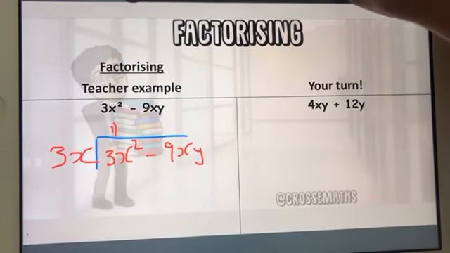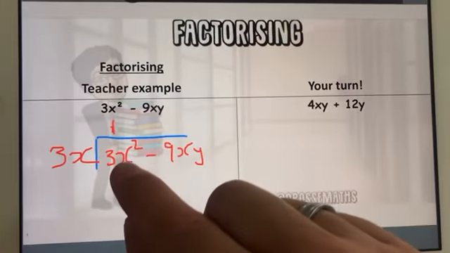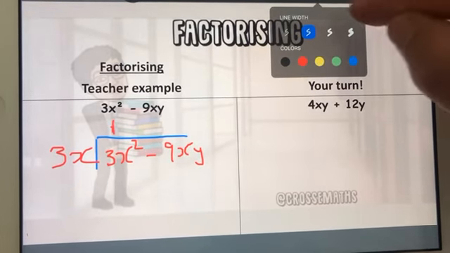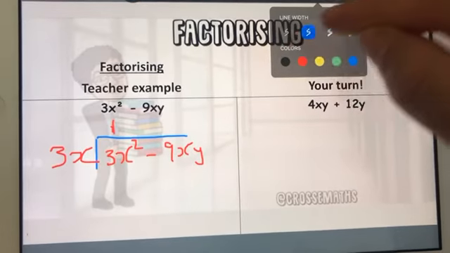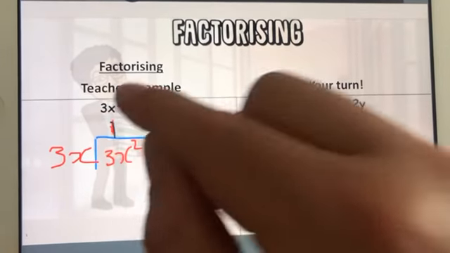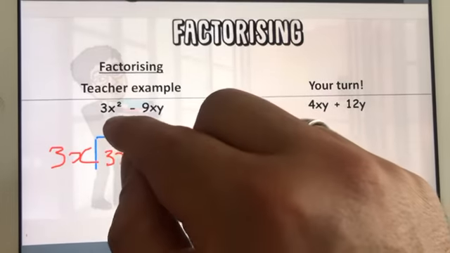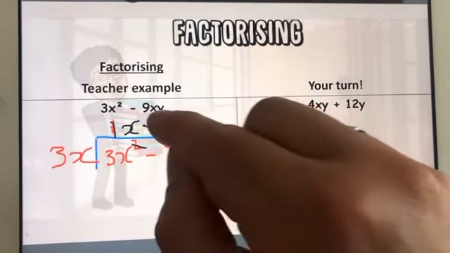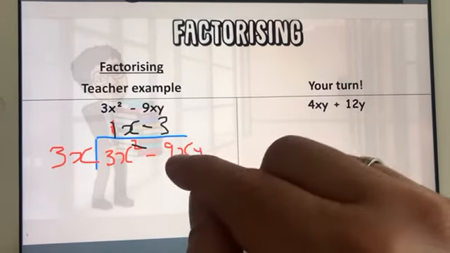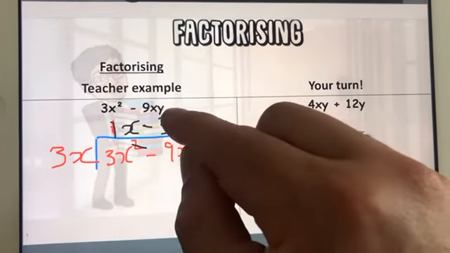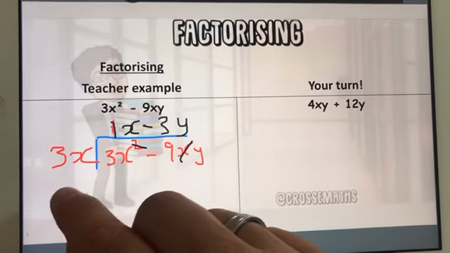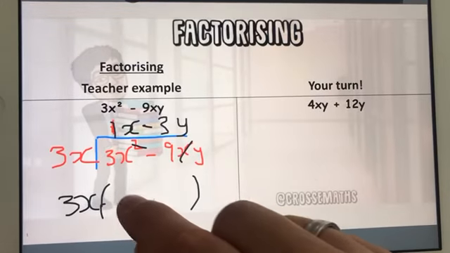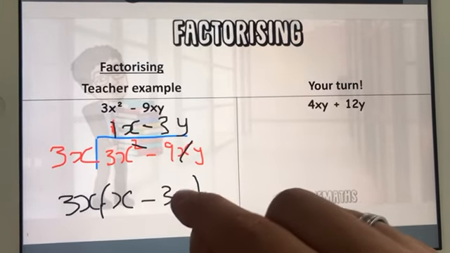I wanted to write 1. X squared divided by x, what happens is one of the x's cancels out to leave me with 1x. Minus goes in the middle. 9 divided by 3 is 3. X divided by x, x cancels out. There's no y, so y just moves up to the top. So my answer is 3x on the outside of my bracket. On the inside of my bracket, I've got 1x, which is just x, take away 3y.